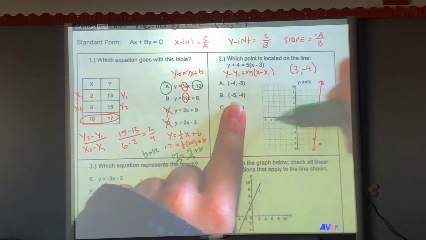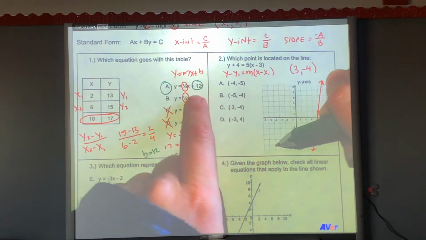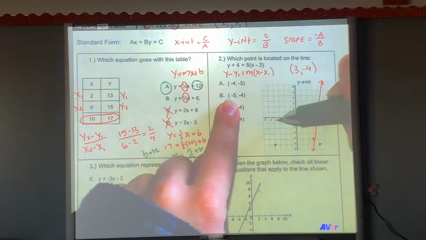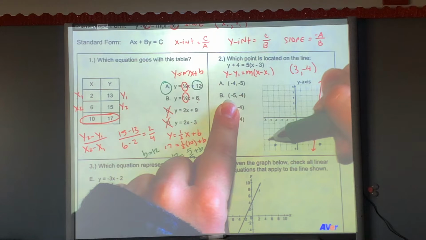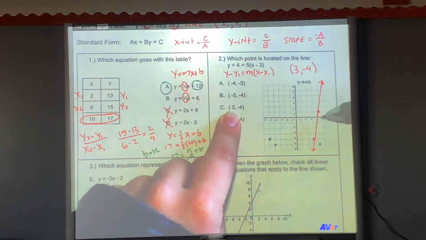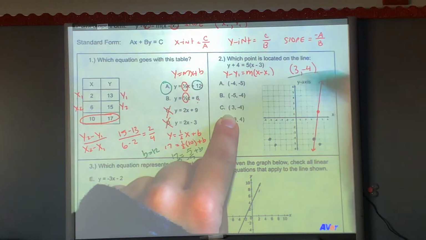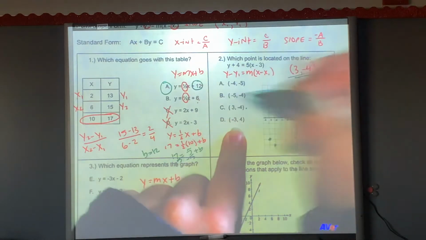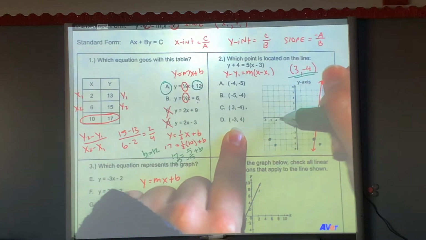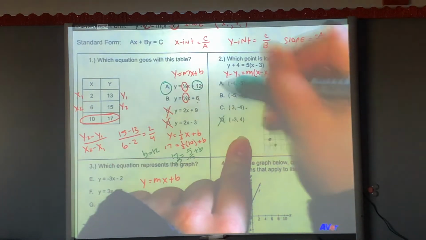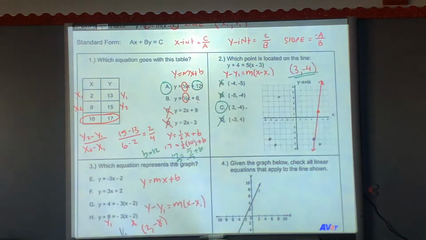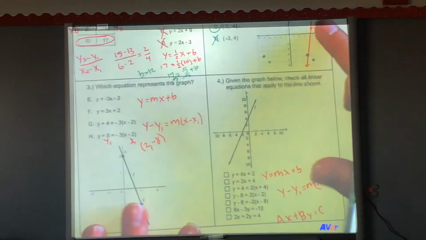-5. Oh, I went to the wrong side, guys. -4, -5 is way over here. -5, -4 is here. 3, -4 is right here. Oh, right on top of one of the actual points. I literally had the point written down, and it's right here. So if anybody caught that instead of actually drawing a line, kudos to you. -3 and 4 is up here, so that one's wrong. The answer was C.